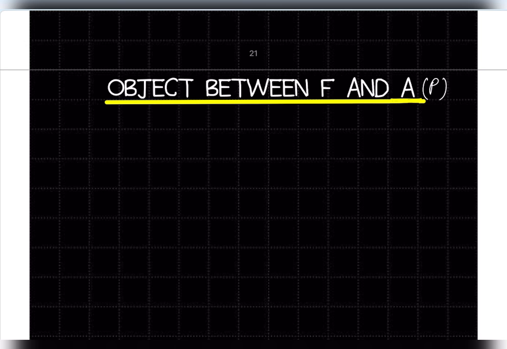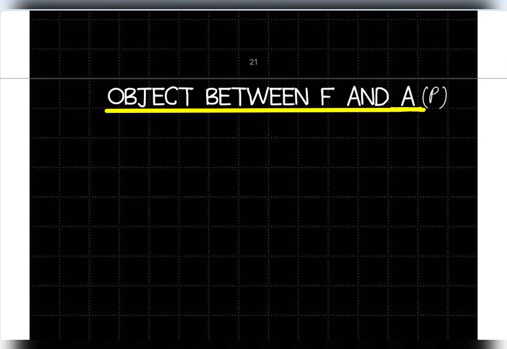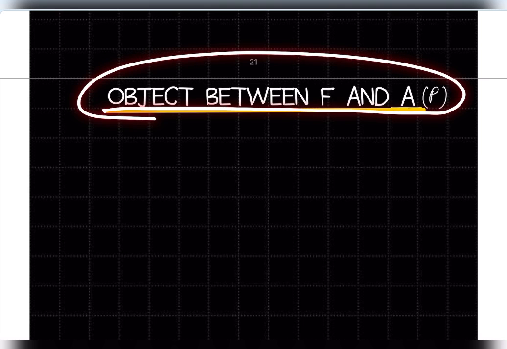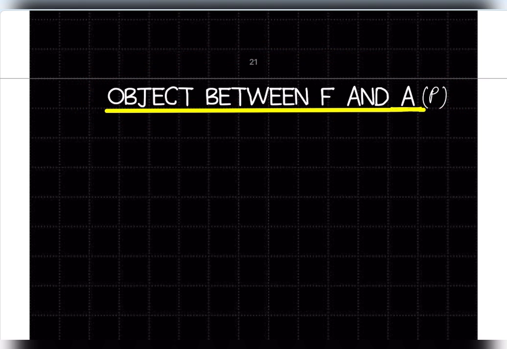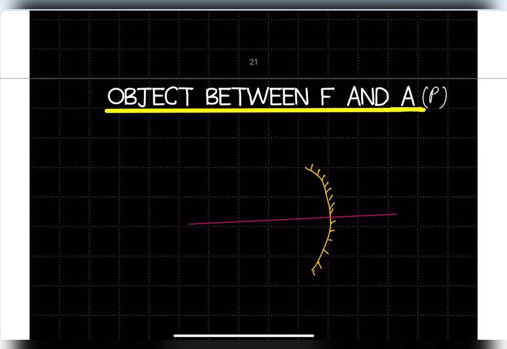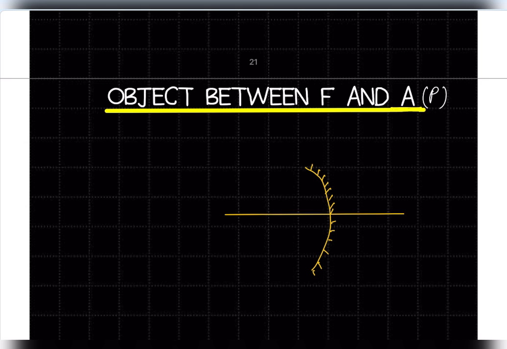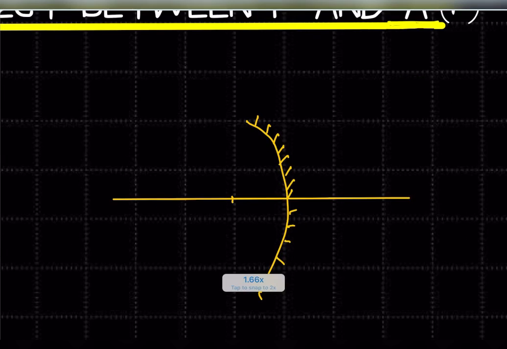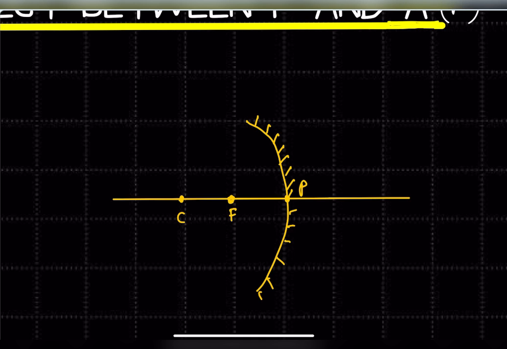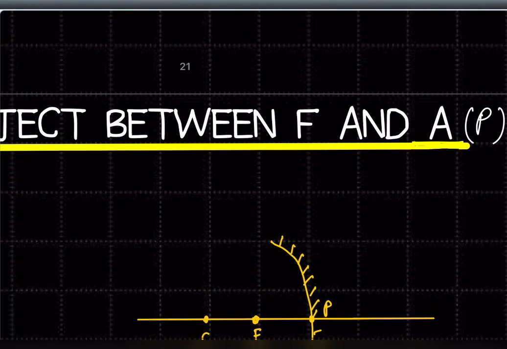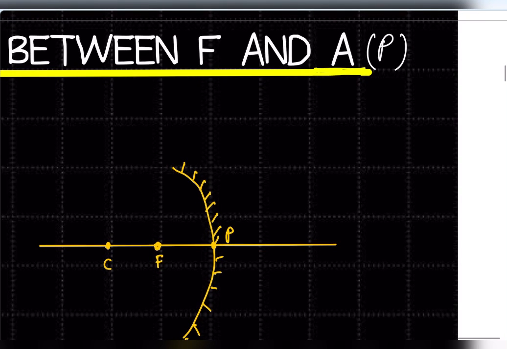Now let's go one more. Object is between F and P. Let me try drawing this one. Take a concave mirror. This part is polished like this, and the inner part is the reflecting one. Let me change the color. Okay, so let me draw a focus here. This is my focus. This is my pole. This is my center of curvature. Now the object is between F and P.